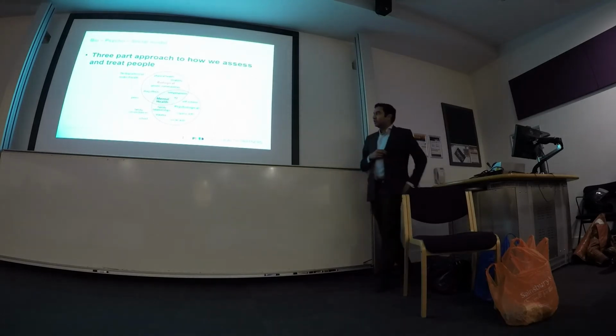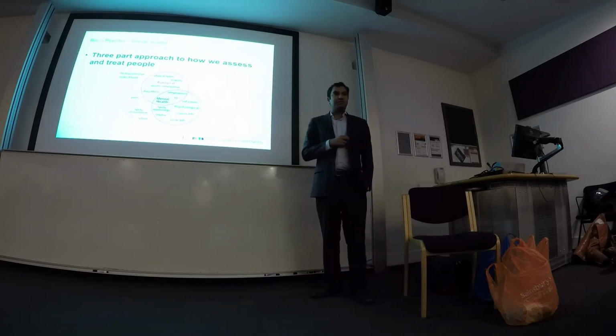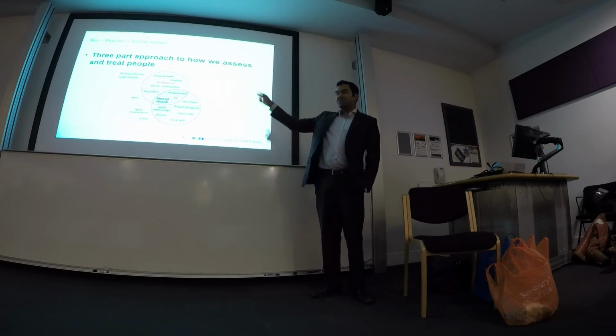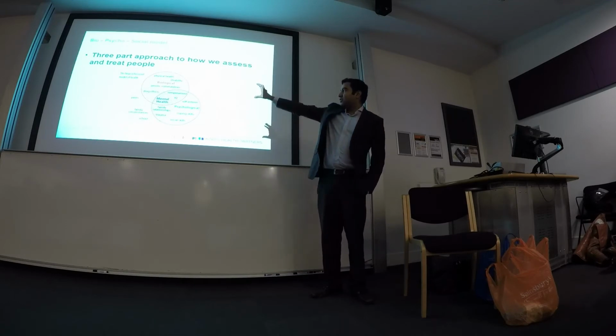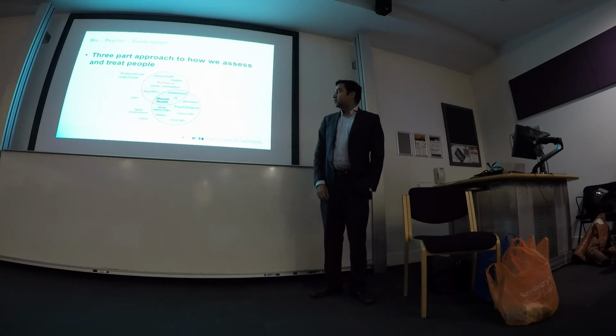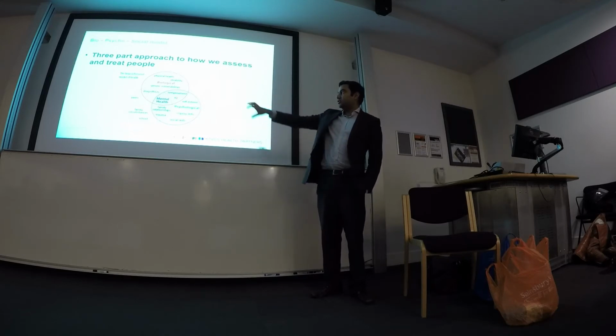Right, so how do we assess and treat people with schizophrenia? Has anyone come across this model before? Is this familiar stuff? Yeah. So you've heard lots about the biological stuff. Our job in psychiatry is to bring three things together: the biological, social, and psychological factors.